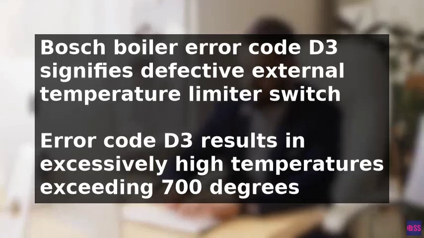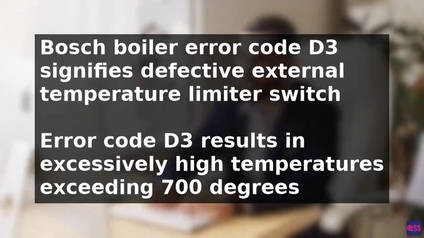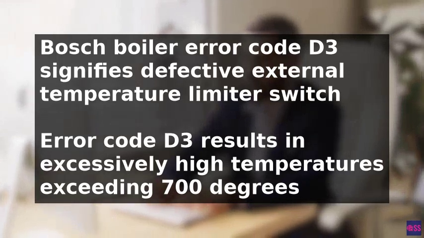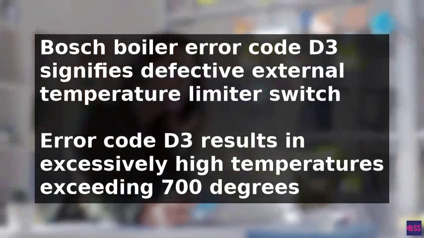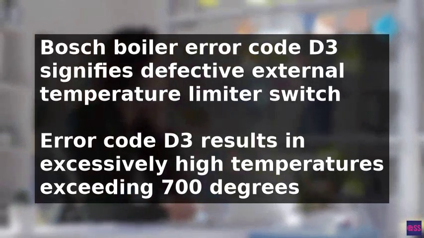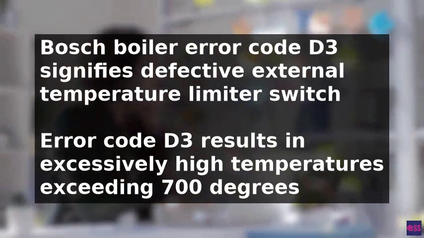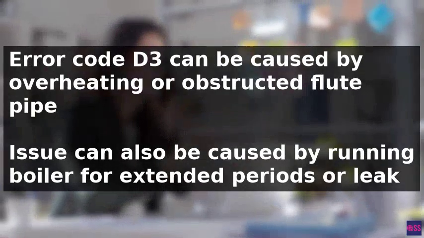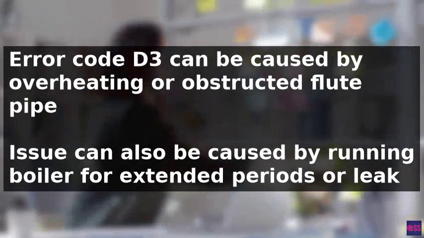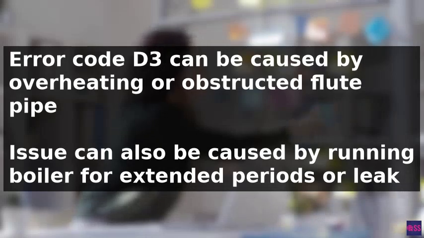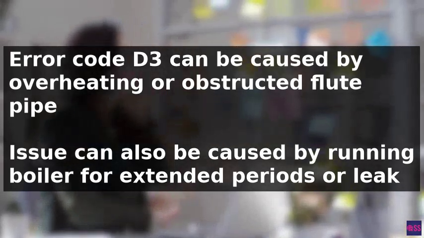The Bosch boiler error code D3 signifies a defective external temperature limiter switch, resulting in excessively high temperatures that exceed 700 degrees. This issue can be caused by overheating, running the boiler for extended periods, or an obstructed flue pipe or leak.